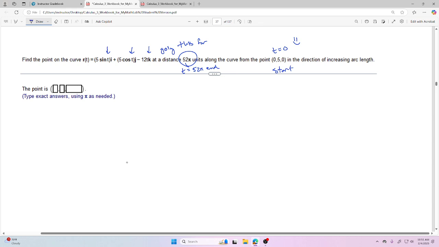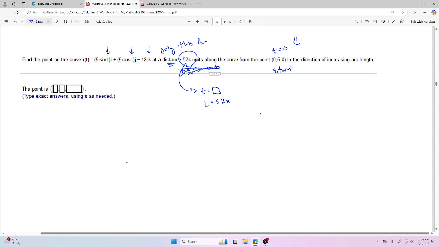So from 0 to this, easy enough. Find the point on the curve at a distance this far units along the curve in the direction of increasing arc length. Okay. Oh, this is not t equals. This is a distance. It's not t equals. The point that they're wanting to make is I don't know what that t would be. This is L, that arc length stuff. Okay. Yeah, that's what they're trying to say. Find t and then plug it in over here. I think that's what's going on.